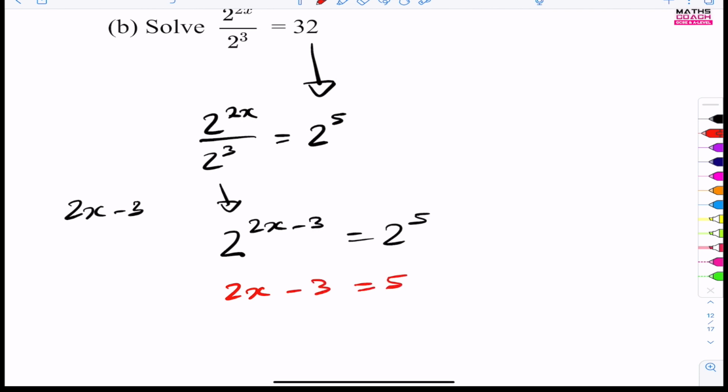And now we've got a linear equation. So therefore, we take the minus 3 to the other side. So we get 2x is equal to 8. And then divide by 2, so x is equal to 4. And there you go, that's your answer.